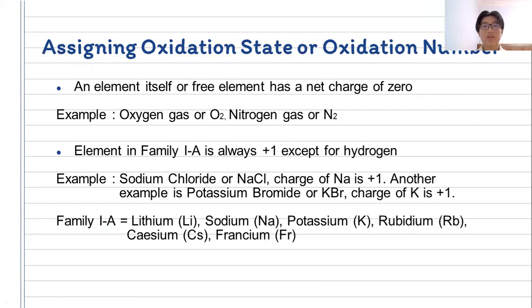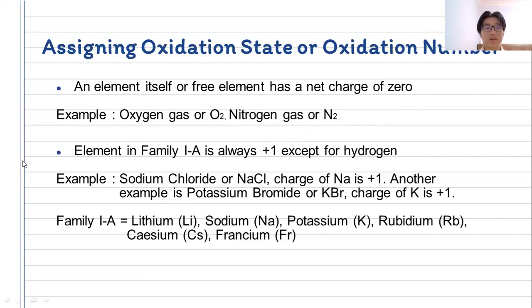To explain the oxidation state, there are 10 rules and we need to follow them. So first, an element by itself, or a free element, has a net charge of 0. For example, oxygen gas, which is a free element, has a net charge of 0. It is the same as nitrogen gas. Nitrogen gas is an element by itself, so it is a free element. Thus, it also has a net charge of 0.